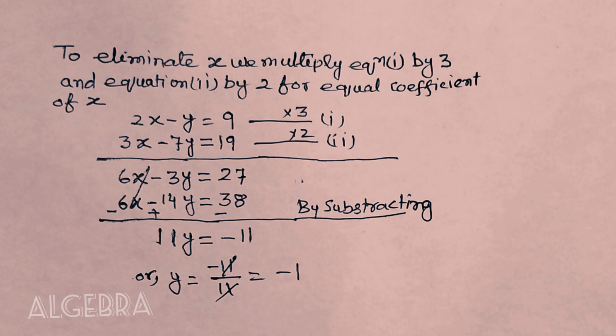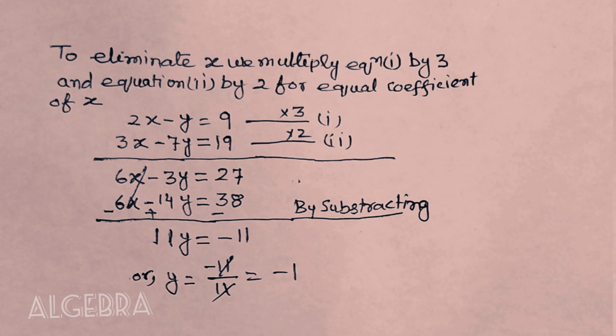By subtracting, 6x and 6x cancel, so 11y = −11, or y = −11/11, is equal to −1.